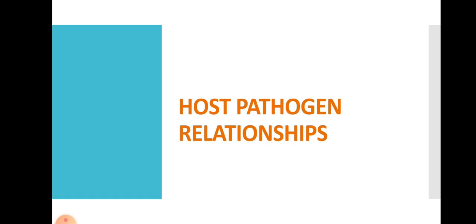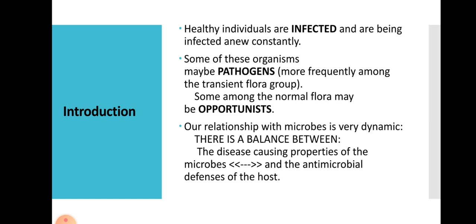Now moving on to host pathogen relationships. A healthy individual is infected and is being infected anew constantly. Some of these organisms may be pathogens, more frequently among the transient flora group. Some among the normal flora may be opportunistic. So, the relationship between microbes and us is very dynamic. There is a balance between the disease causing properties of the microbe and the antimicrobial defenses of the host.